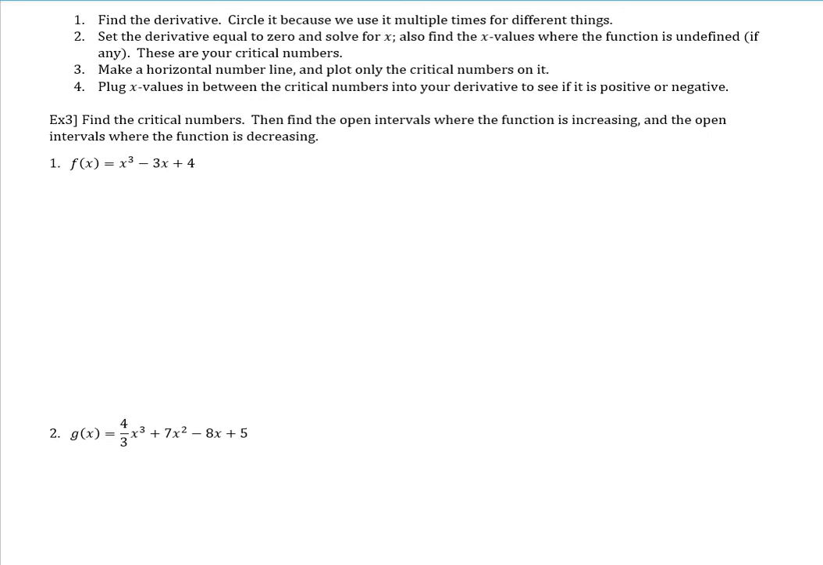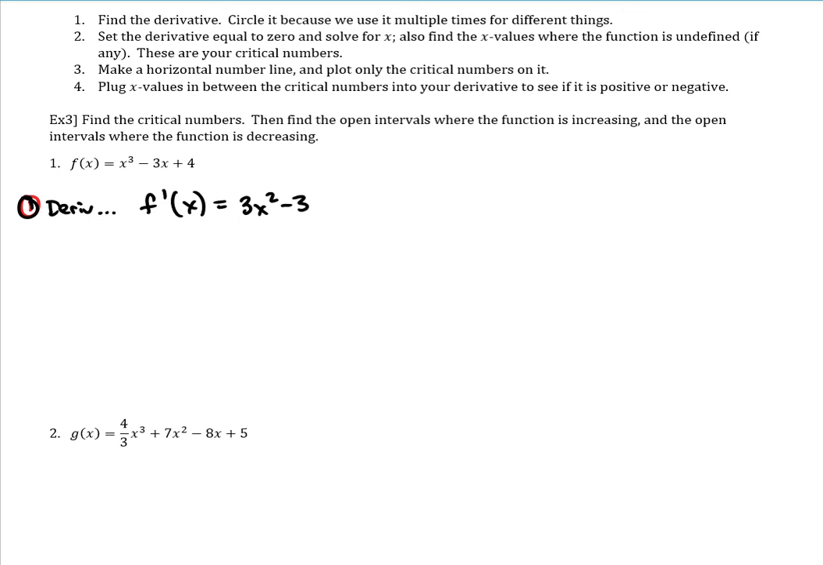Okay, so step one, we're going to find the derivative. Let me use black ink instead of red. So the derivative, I'm just going to write derivative. Well, this one's pretty easy. We can just do f prime of x is 3x squared minus 3.